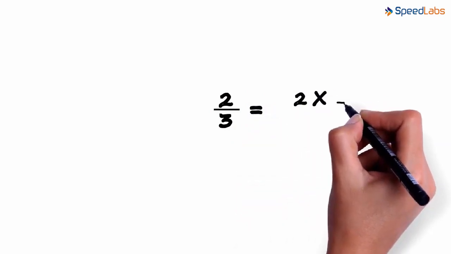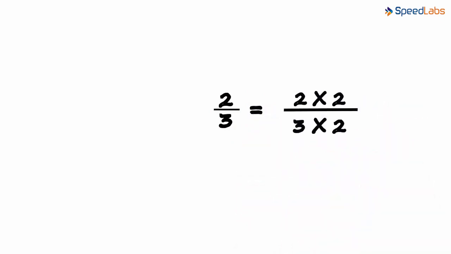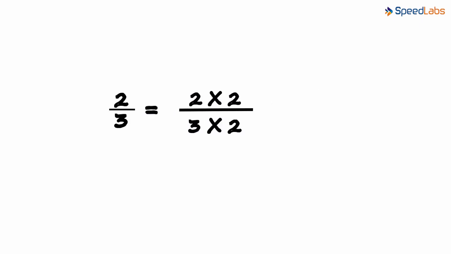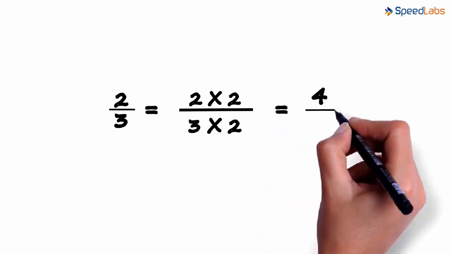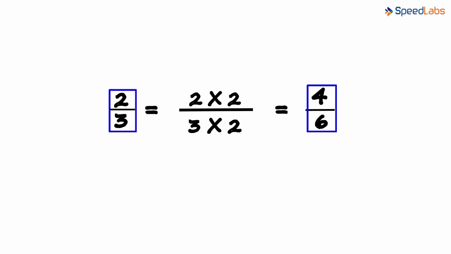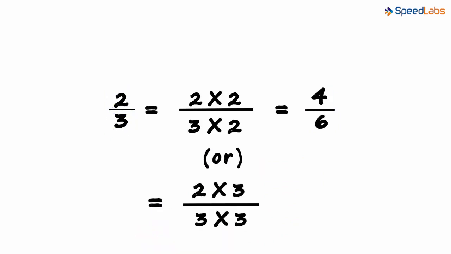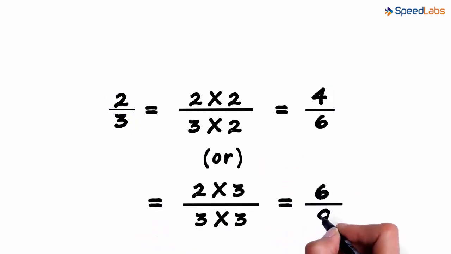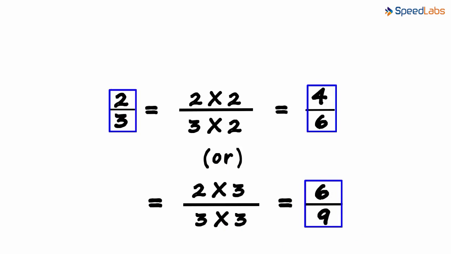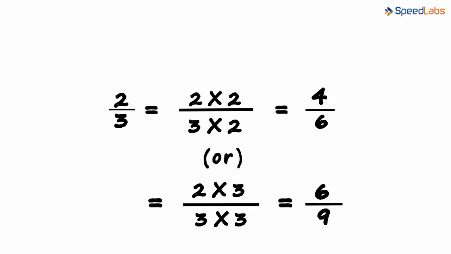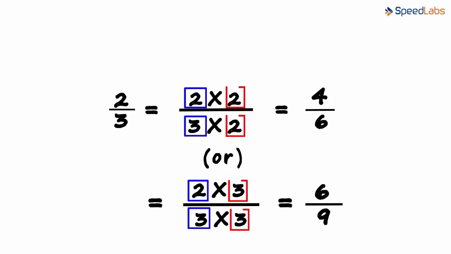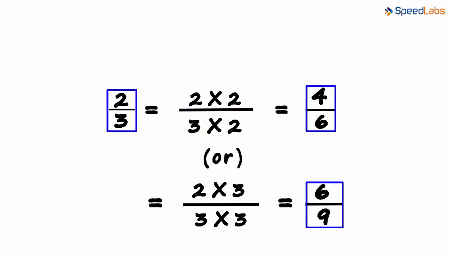2 times 2 is 4 and 3 times 2 is 6. So this will equal 4 by 6. These two fractions have the same value. Or we can also multiply the numerator and the denominator by 3 to get 6 by 9. All these three fractions will have the same value. If we multiply the numerator and the denominator by the same value, the fraction's value remains unchanged.